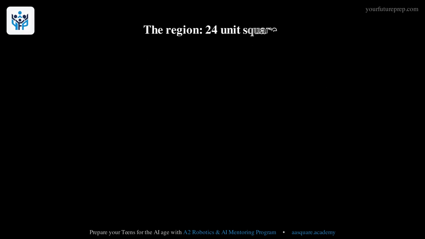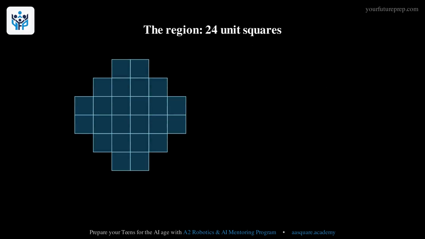Here is the region, built from 24 unit squares. It is symmetric, left to right and top to bottom. Because the shape is symmetric, the largest circle must be centered at the very middle of the region.